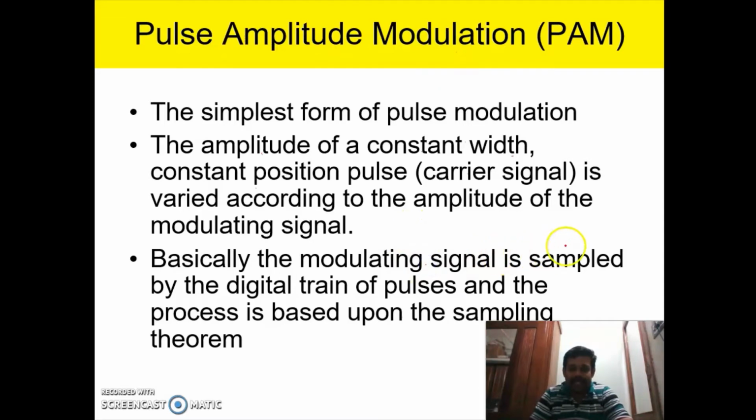Basically the modulating signal is sampled by the digital train of pulses. So you have a modulating signal. That modulating signal is sampled by the carrier signal, that is a digital train of pulses, and the process is based upon the sampling theorem. Actually in pulse amplitude modulation, you are sampling the modulating signal by using the train of pulses. The train of pulses is nothing but your carrier.